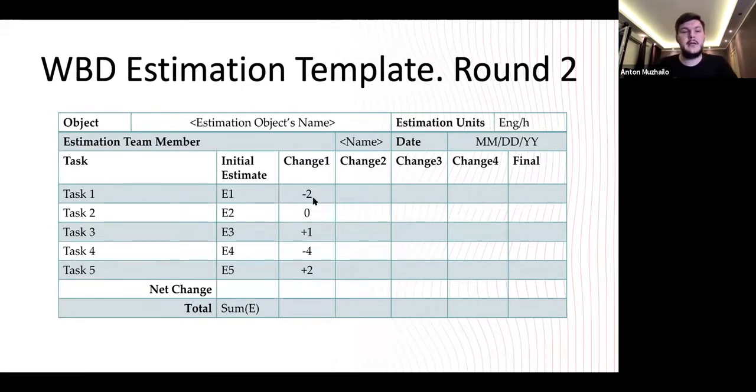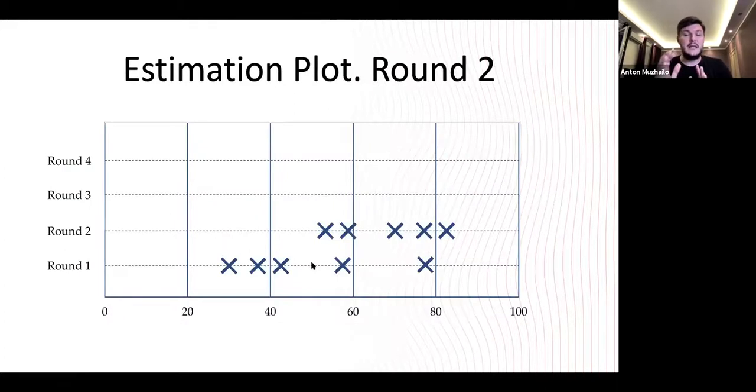Like one person says, okay, on task one, I changed the opinion. It should be less by 2 points. On task two, I remain the same. Should be the same, 0, no changes. Task 3 +1, task 4 -4, task 5 +2. This is like my current changes that I have. So in this case, it's usually the same. Usually after each round, those votes are shrinking together.